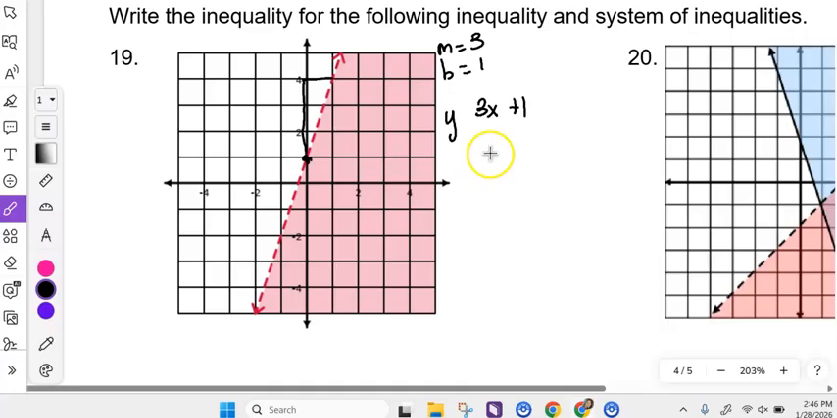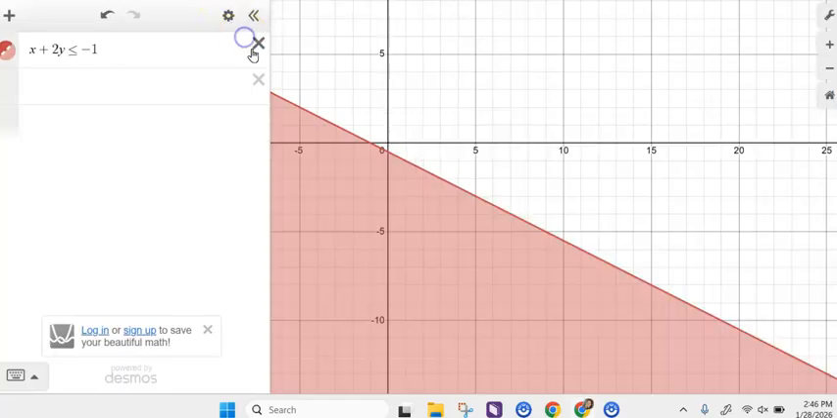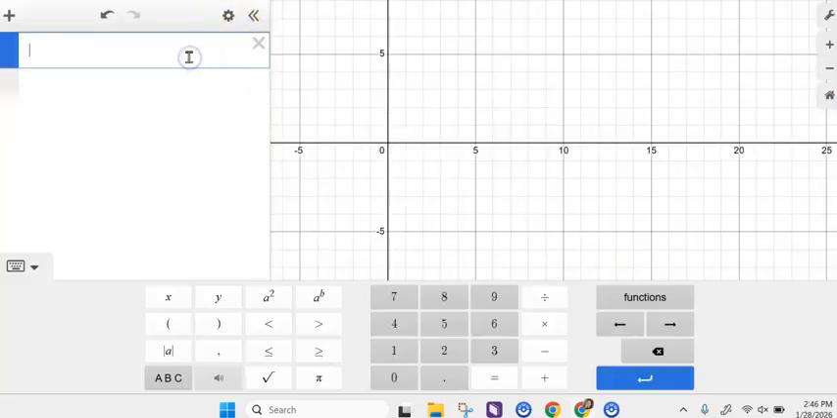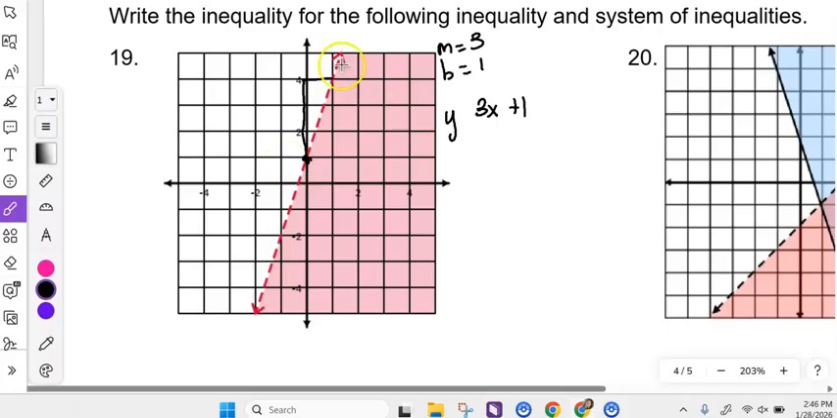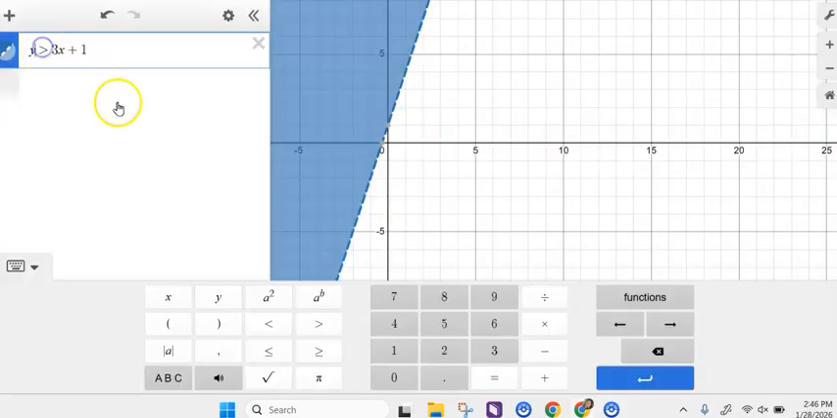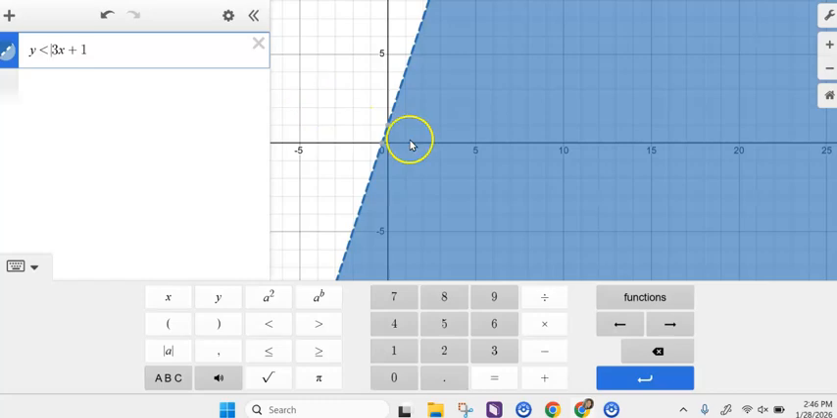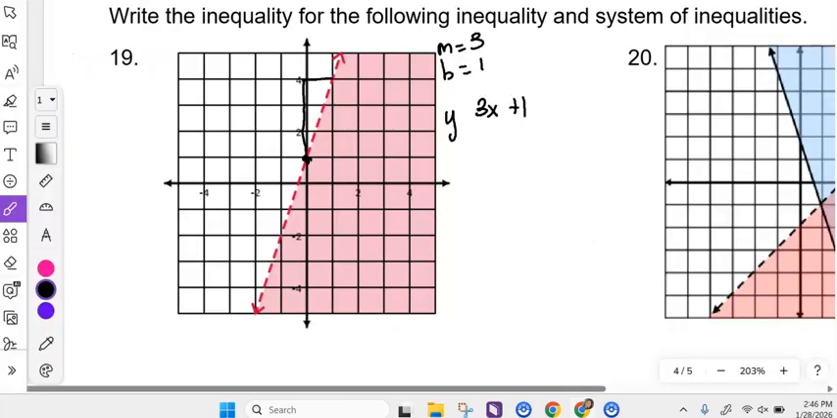I don't know which way my sign is going to go yet. I have a dashed line, so I know I'm not going to have or equal. So I'm going to go to my Desmos. I'm going to say y is greater than 3x plus 1. Does that look like this graph? No. So let's change the greater than and put less than, and you can see it's the same thing. So you know it's going to be less than.